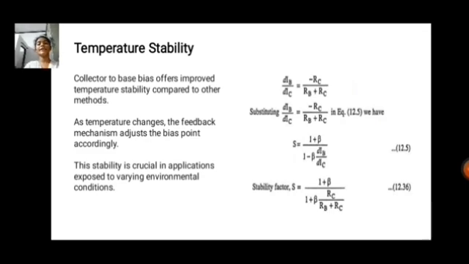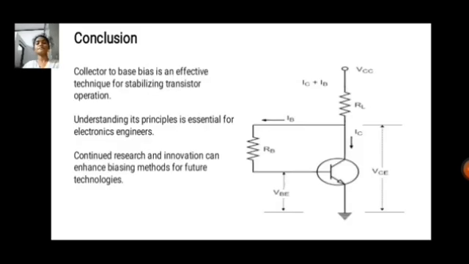dIB by dIC is equal to minus RC by RB plus RC. Substituting, dIB by dIC is equal to minus RC by RB plus RC. S is equal to 1 plus beta by 1 minus beta into dIB by dIC. Stability factor S is equal to 1 plus beta by 1 plus beta into RC by RB plus RC.